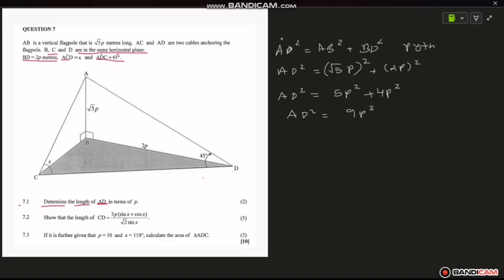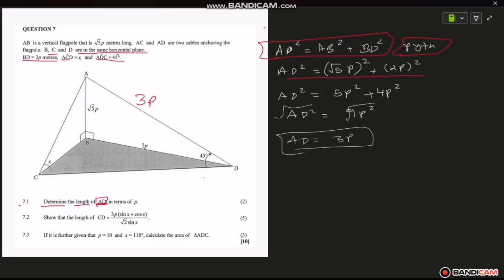And they didn't want us to determine AD squared, but they wanted what? They wanted AD. Therefore, what we're going to do? We're going to put a square root both sides. Therefore, AD equals 3P. So we solved AD in terms of P. So the length of AD is 3P, and it makes sense. It is the longest side. Okay. That square root 5p is less than 3p, and that 2p is less than 3p, as you can see. So it makes sense that AD is 3p. So we used what? The theorem of Pythagoras. Why? Because our triangle is a right angled triangle.